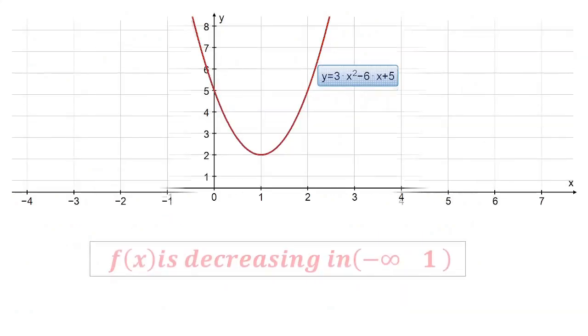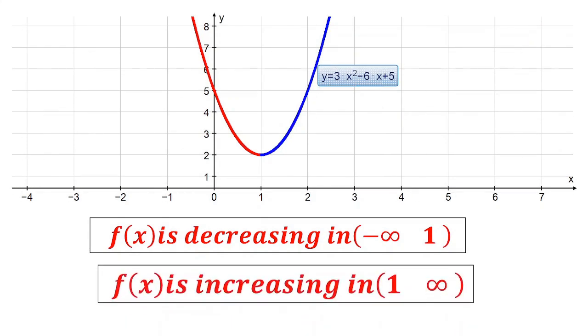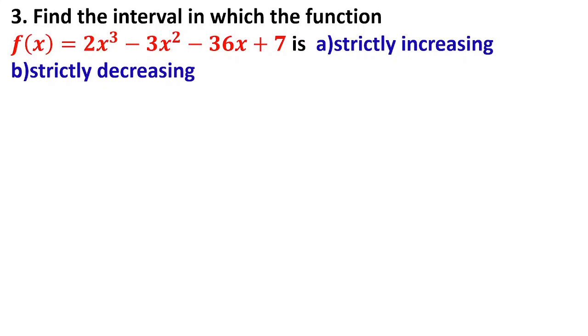Well, now you are seeing this function. It is decreasing and it is increasing. I just gave an example, 3x square minus 6x plus 5. It is an upward parabola because it is a quadratic polynomial, and from minus infinity to 1 it is coming down, and from 1 to infinity it is going up. Well, let us go to the next question.